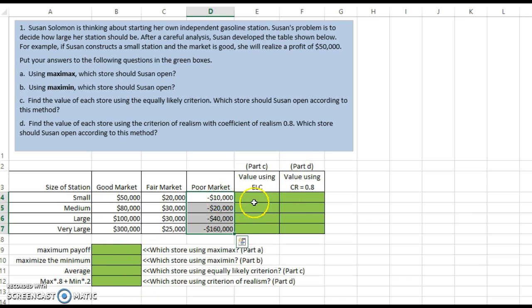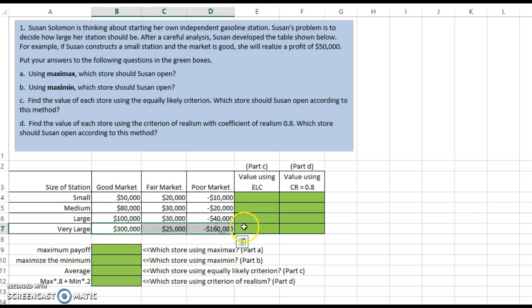So then on the next part, part C, we're going to look at which store we should choose using equally likely. Now with equally likely, all we're going to do is get an average. We're going to take an average of the small market and put that response there. Average of medium, put that response there, and so on.